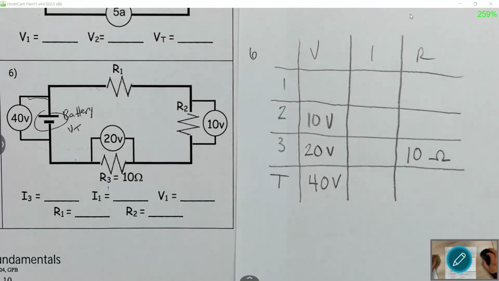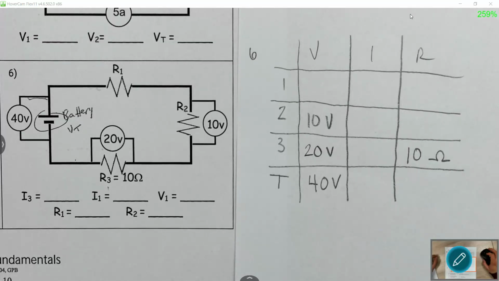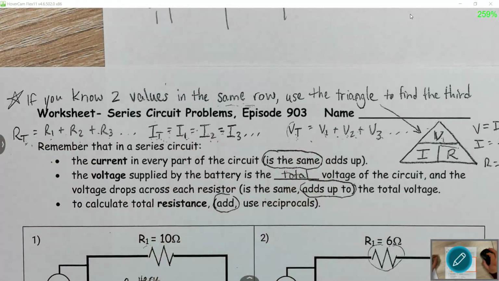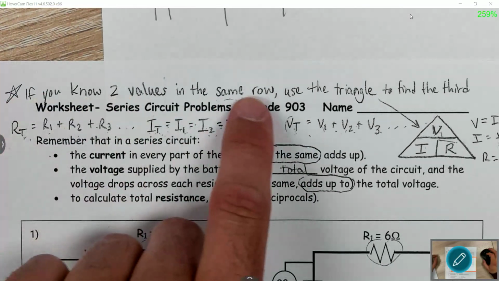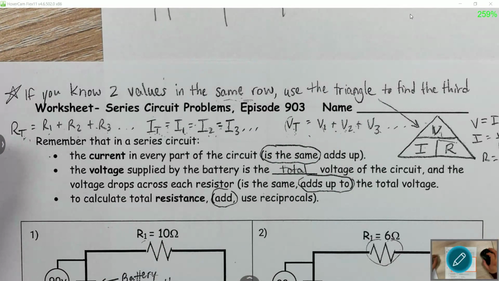So what do you want to do first? There's basically only 2 moves that you can do. All right. So how do I know? That's going to be the main question, guys. How do I know how to fill in the missing spots? How do I know what to do? So again, guys, there's only 2 options. You take the information from your picture, and then you are either going to use one of the rules, or if you have 2 values in the same row, use the triangle to find the third.